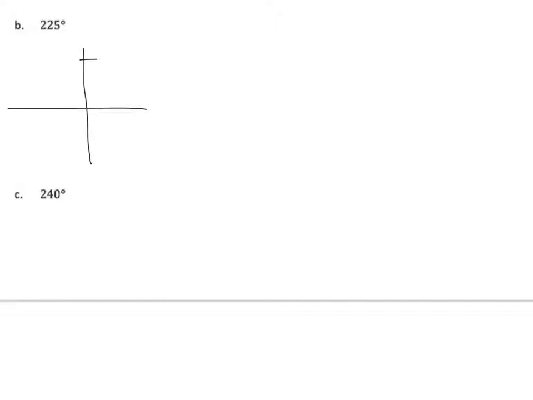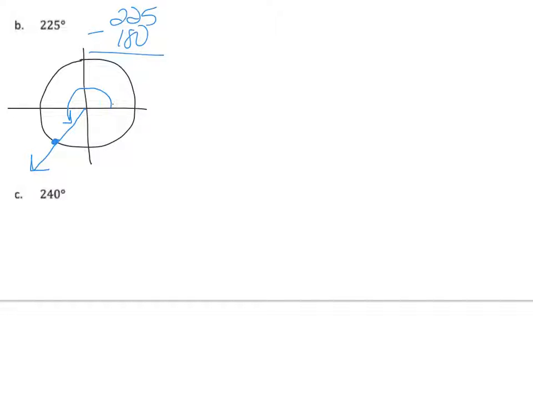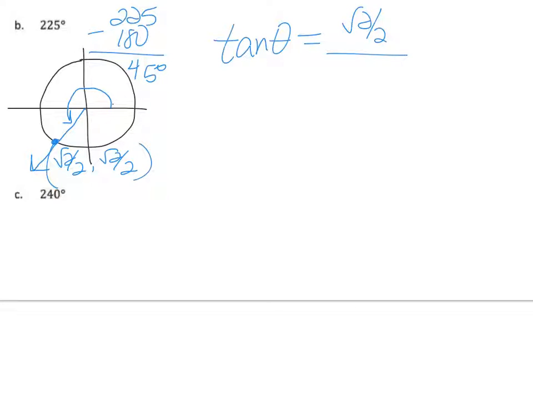225. Draw my unit circle in here. 225 is going to be over here. My terminal ray, point P, let's see, 225 minus 180 is going to be 45 degrees. So my point P here is going to be square root of 2 over 2, comma, square root of 2 over 2. So tan theta is square root of 2 over 2 over square root of 2 over 2, which is equal to 1.